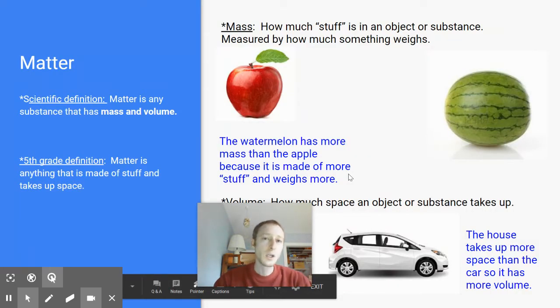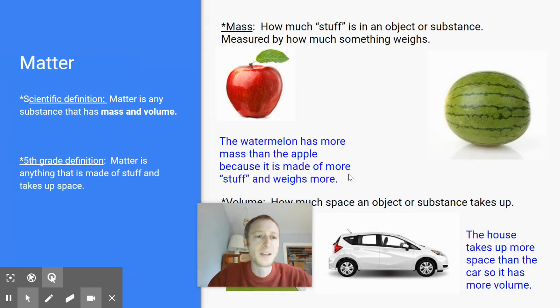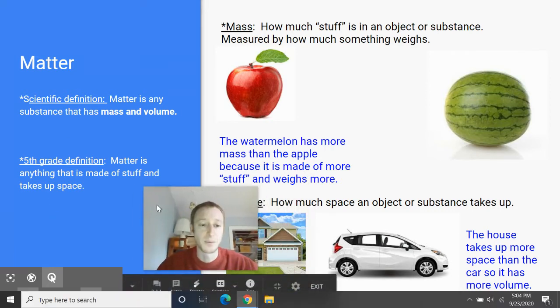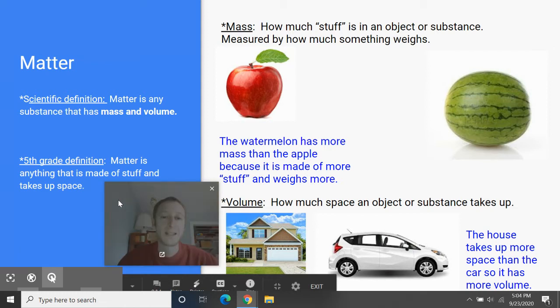Okay. So basically, if we look at the definition of matter, the scientific definition would say that matter is any substance that has mass and volume. Mass and volume, the two most important things in determining whether or not something is matter. As a fifth grader, we could define it as matter is anything that's made of stuff and takes up space. Okay, made of stuff and takes up space. So let's get into these a little bit.